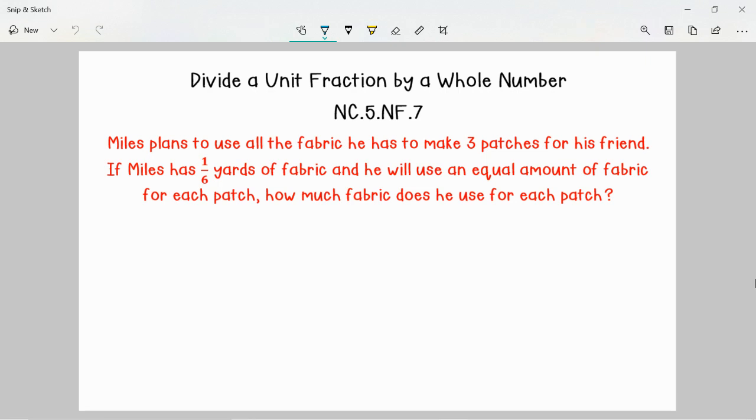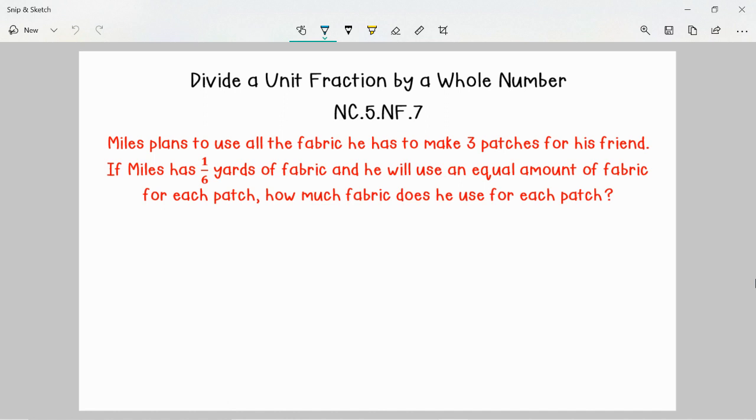In this video, we will look at dividing a unit fraction by a whole number. This standard is the first time that students are dividing with fractions. In fourth grade, students divided whole numbers and multiplied a whole number by a fraction. Students are, however, familiar with the concept of a unit fraction from their work in fourth grade. A unit fraction is a fraction that has 1 as the numerator.